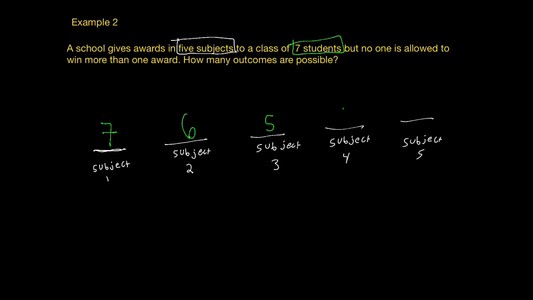And then we should have 4 people remaining being able to capture subject 4 award. And then for subject 5, we would only have 3 people remaining. And now to calculate how many outcomes are possible, we can multiply all of these numbers together. So 7 times 6 times 5 times 4 times 3, and I get a total of 2,520 possible outcomes.